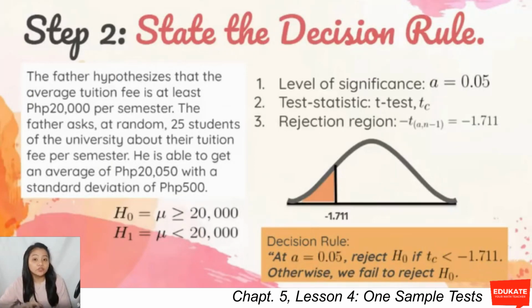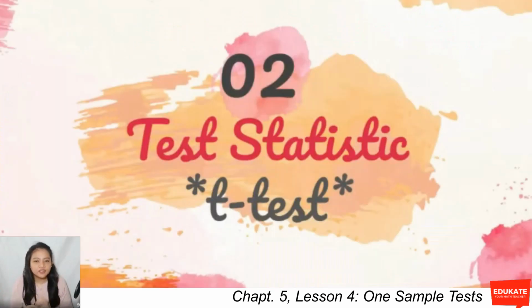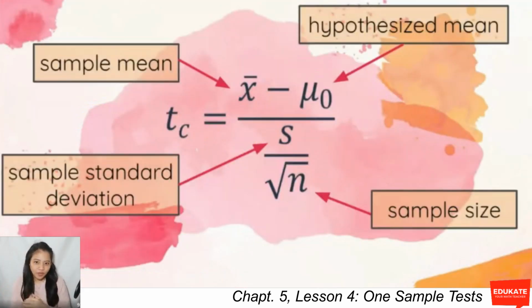Let's now go on to the third step. For our third step, there is a way to compute for the test statistic. The formulas differ. For this one, let's just look first at the t-test. If we are going to use the t-test, we are going to use this formula. We have TC, the computed test statistic, equal to your sample mean minus hypothesized mean. That means whatever mean you got from your sample, that's your sample mean. Your hypothesized mean is the mean that is, well, hypothesized.